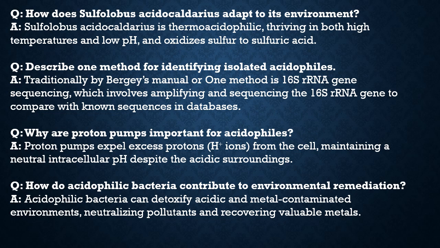Now, describe one method for identifying isolated acidophiles. Traditionally, if you are doing this for a practical in your college, you will go for Bergey's Manual of Determinative Bacteriology for identification. You do the biochemical tests, so here you do identification till genus level. And one method is 16S rRNA gene sequencing, which involves amplifying and sequencing the 16S rRNA gene to compare with the known sequences in the database.